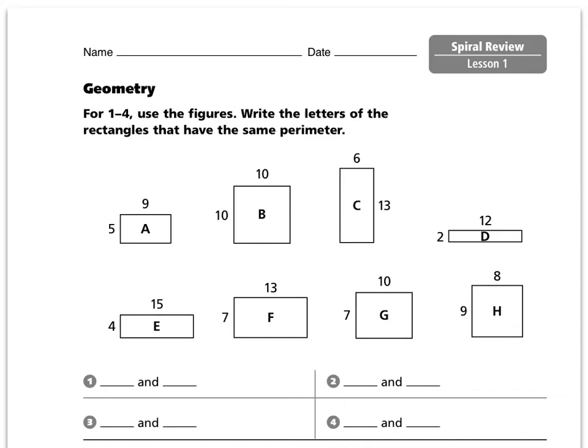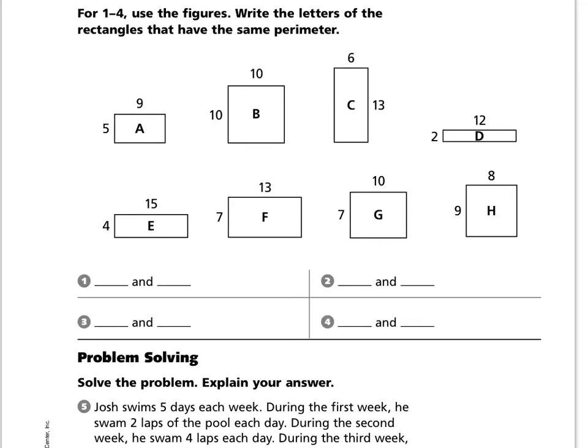Let's look at Chapter 9, Lesson 1 review. For the geometry part, we're going to use the figures. Write the letters of the rectangles that have the same perimeter. The keywords in the directions are going to be same perimeter. So I need to figure out how much each perimeter is before I can start. I know that perimeter is when I'm going to add up all of the sides.